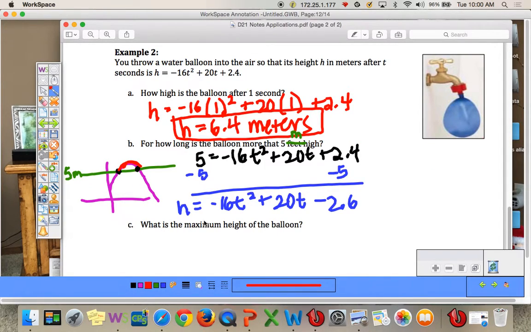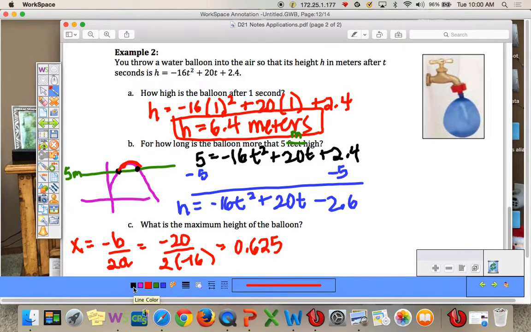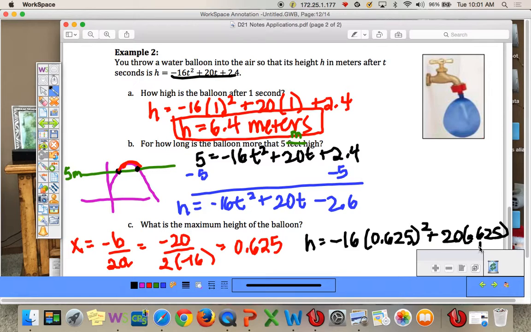What is the maximum height of the balloon? Okay, so maximum height of the balloon, we need two things, x and y. So first x is opposite b over 2a. All right, so b is 20 over 2 times a, negative 16. All right, so negative 20 divided by negative 32 is 5/8, 0.625. To find the height at that time, we plug in, or I should say h equals. So height equals negative 16 times 0.625 squared plus 20 times 0.625. We're just plugging into the original equation. Plus 2.4.